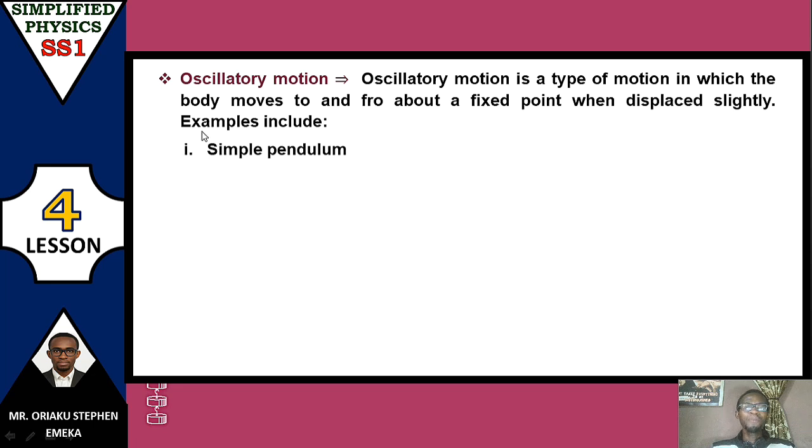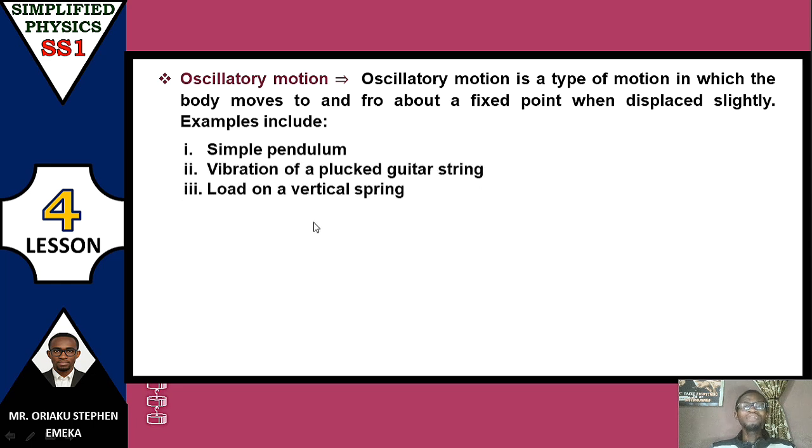The simple pendulum moves forward, backward, forward, backward. The next one is the vibration of a guitar string. We have the next one, a load on a vertical spring, like the springboard. When you go to the swimming pool, the motion the springboard undergoes is oscillatory motion. We have a punch bag. You go to the gym, and when you hit the punch bag, it goes back and forth. That is an example of oscillatory motion.